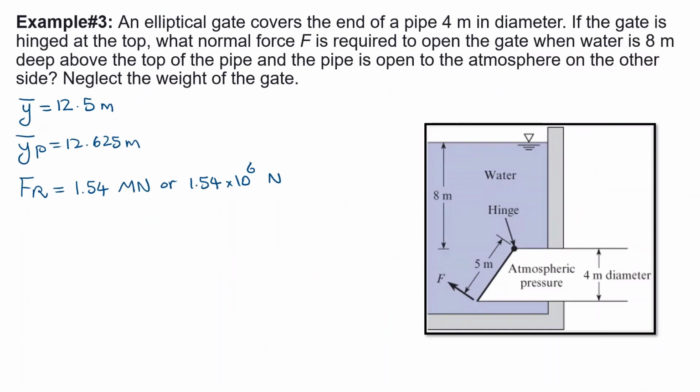I have summarized what we found in the previous slide over here. So let's actually draw FR on this figure. FR would be acting somewhere over here, and that's our resultant force FR. And we know that YP is 12.625 meters, meaning that the slant distance from here all the way to the surface of water, to here, is equal to 12.625 meters, right?